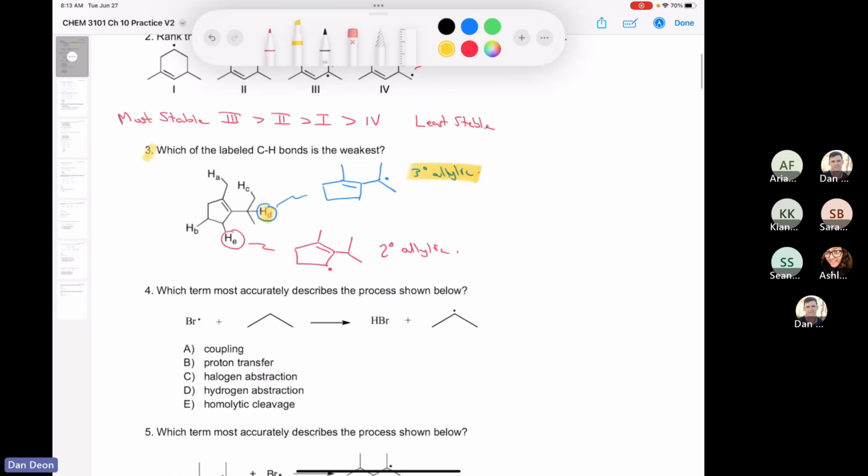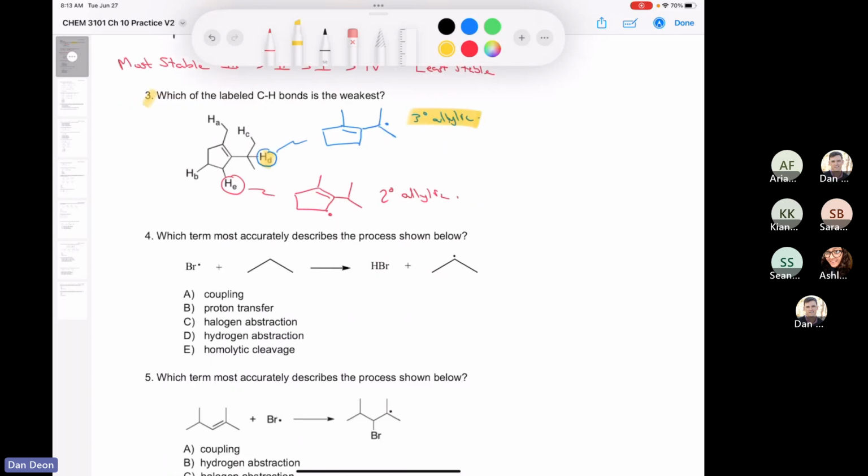All right. Let's take a look at number 4. Which term most accurately describes the process shown below? So we have a bromine radical, and then we have propane, and then we end up with HBr, and we end up with a propane radical. So is this a coupling? Well, it can't be that, because coupling is where you annihilate two radicals. It's not a proton transfer because that's an ionic mechanism.